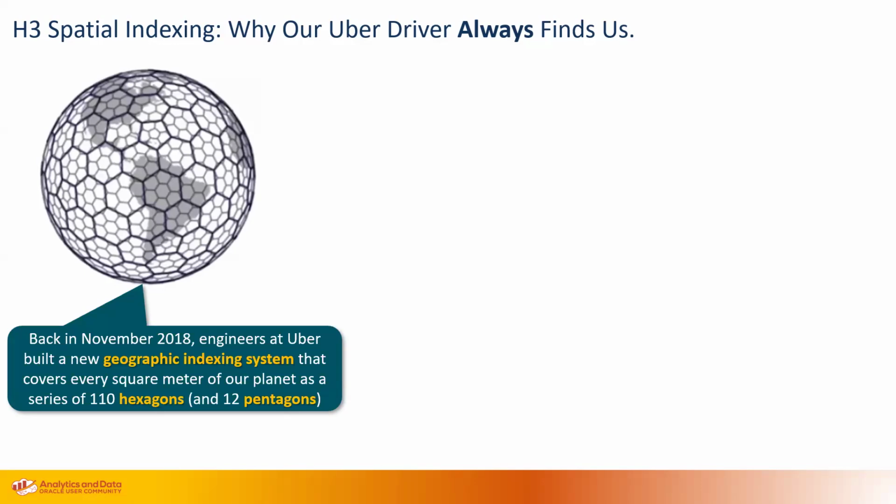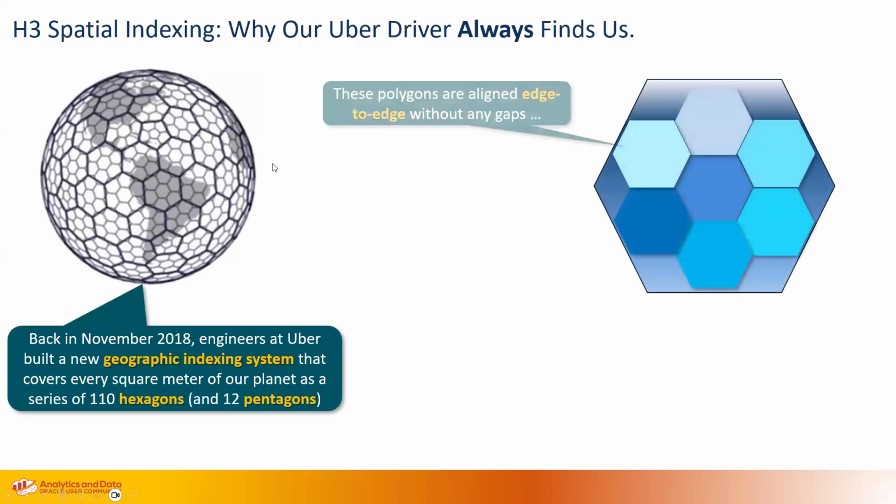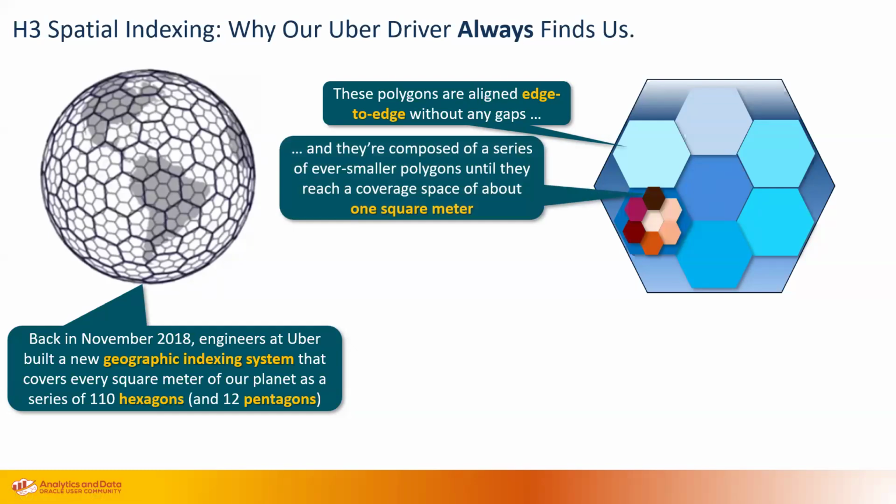What happened is a bunch of engineers at Uber came up with a new geographical indexing system. It essentially is 122 polygons, 110 hexagons, 12 pentagons. And they figured out that this works better than Mercator projections. And here's the way this works. It's still got some things very similar to the way vector tiles work, right? Each hexagon contains 7 hexagons, which contain 7 hexagons, etc. At the very lowest level, they cover about 1 square meter.